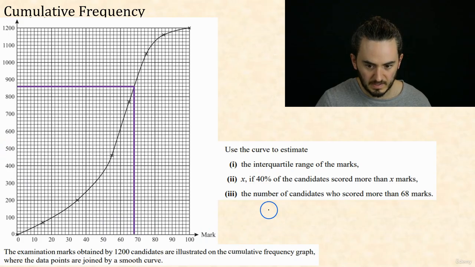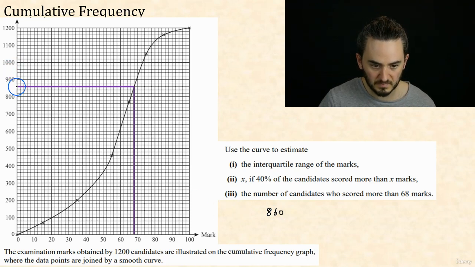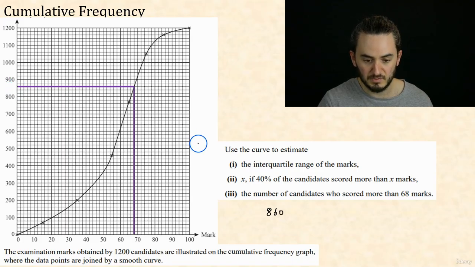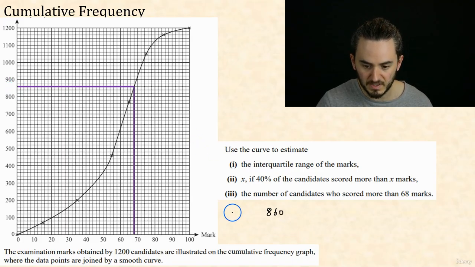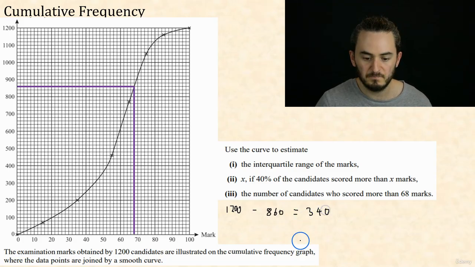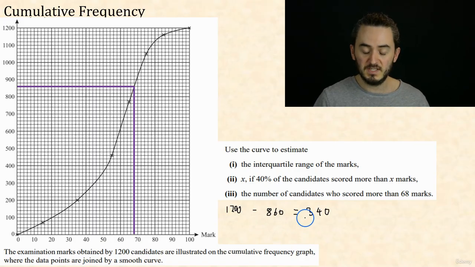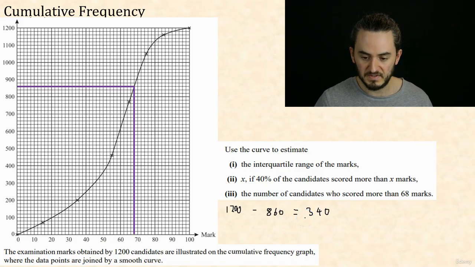Well, I need to be careful because it's the number of candidates who scored more than this. So 860 candidates scored up to that point. But I need the number of students who scored more than that. So that's going to be 1200 minus 860, and that is 340. Okay, so that's how we can use the cumulative frequency curves to discover all sorts of things about the data.